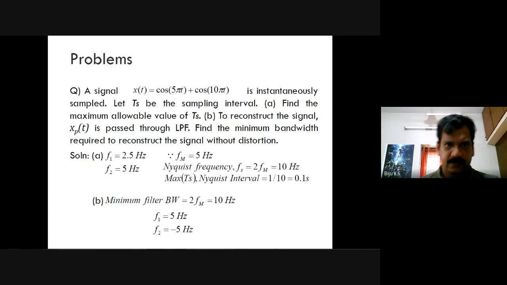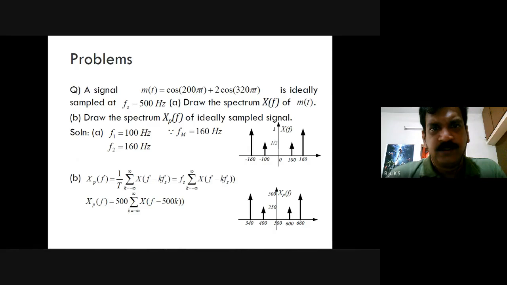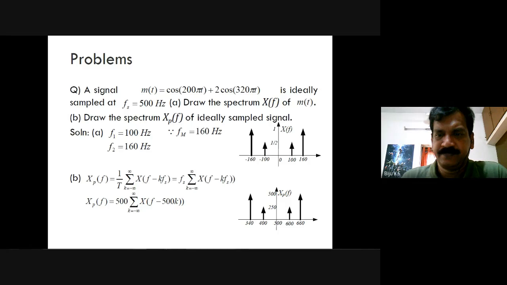Okay. Next problem. A signal m(t) equal to cos 200 pi t plus 2 cos 320 pi t, which is sampled at Fs equal to 500 hertz. Draw the spectrum of X(f) of m(t). Second, draw the spectrum of Xp(f).